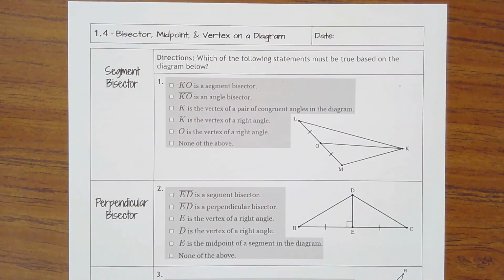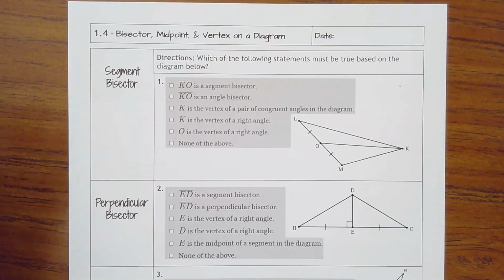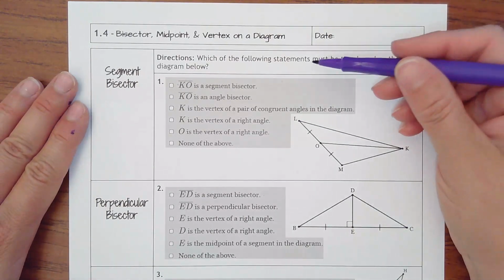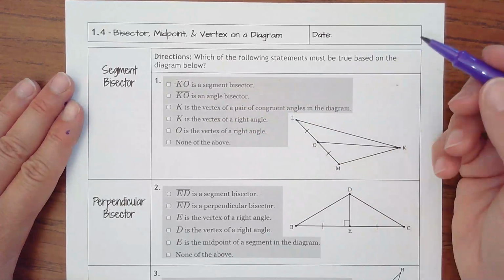1.4 is bisector, midpoint, and vertex on a diagram. So again, we're throwing some vocab at you that you need to be able to look at a picture and how it's marked up and figure out which of these things are true from the picture. Okay, and it could be more than one thing because it says which of the following statements must be true, and we've got check boxes. So let's see what we've got.